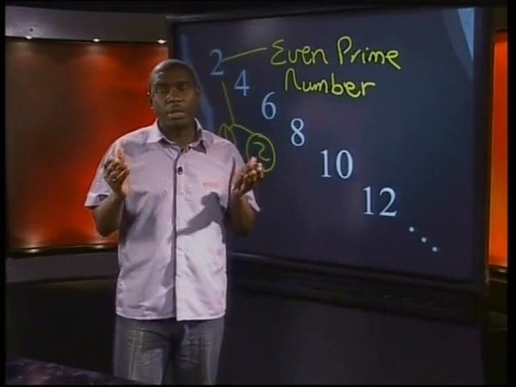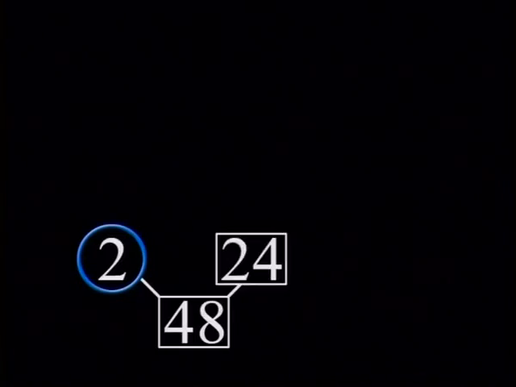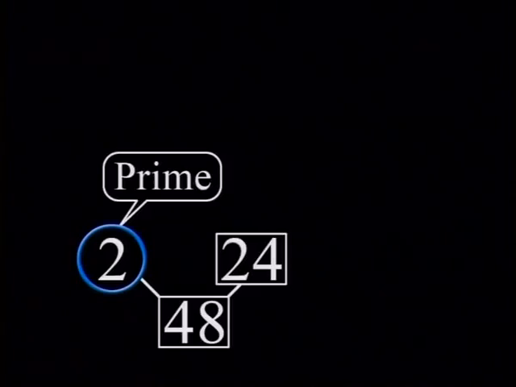We will start with a number, say 48. We are going to put branches on the tree like this. We start with the lowest prime number, which is 2. Is 2 a factor of 48? Yes. 48 is equal to 2 times 24. So these are our first branches. We put the prime factor in a blue circle every time.